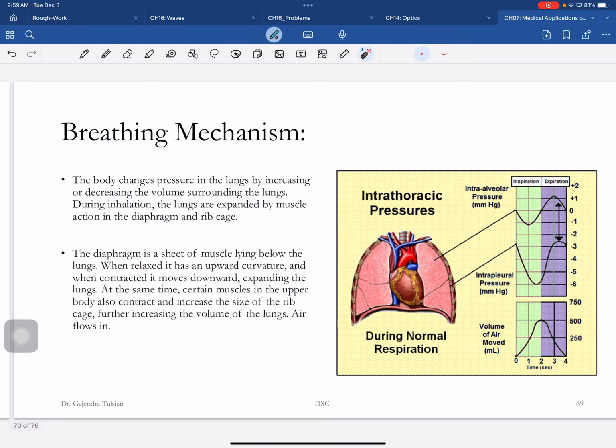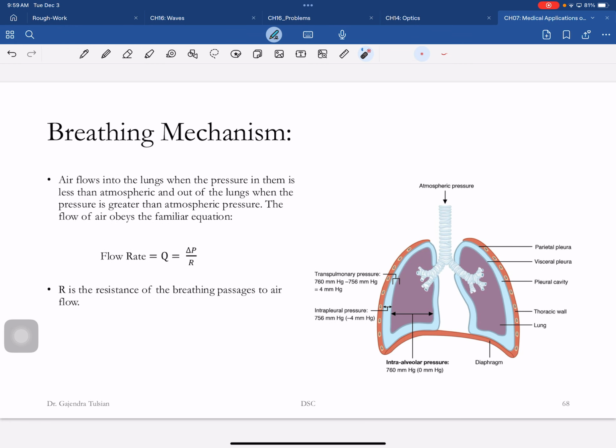All right. This is the interpleural cavity. Now you see that there is a negative pressure here. So if you get injured and this cavity, this balloon, gets punctured, then your lungs will collapse. Or if this gets filled with fluid somehow, your lungs can collapse. So you need this negative pressure to be able to breathe.